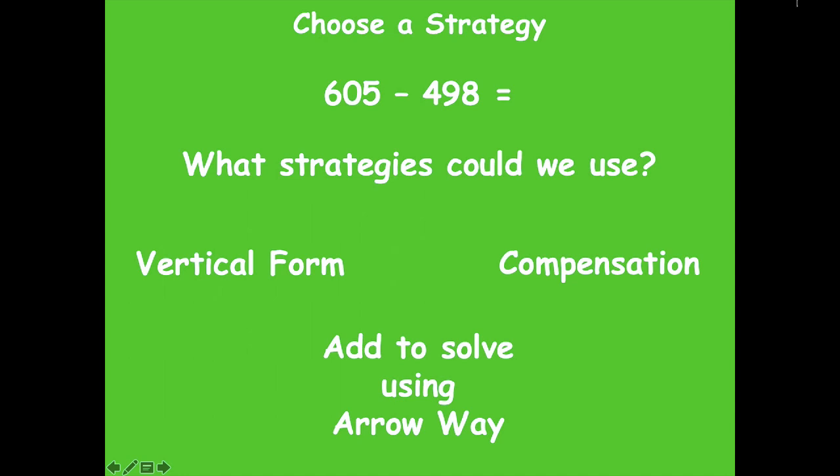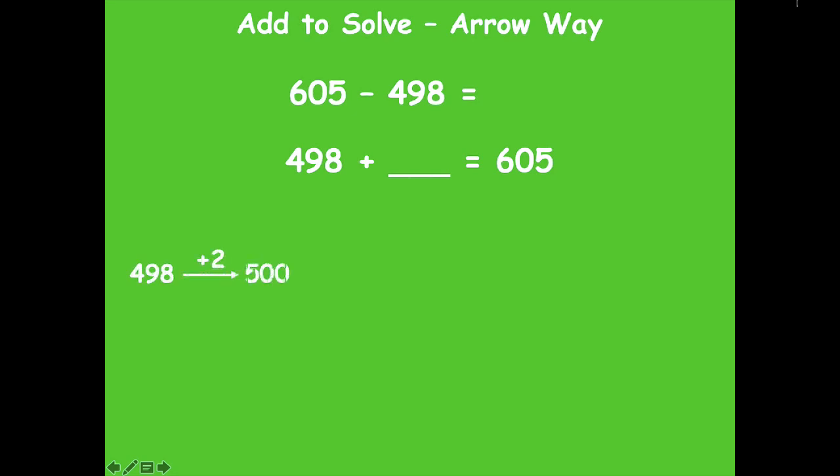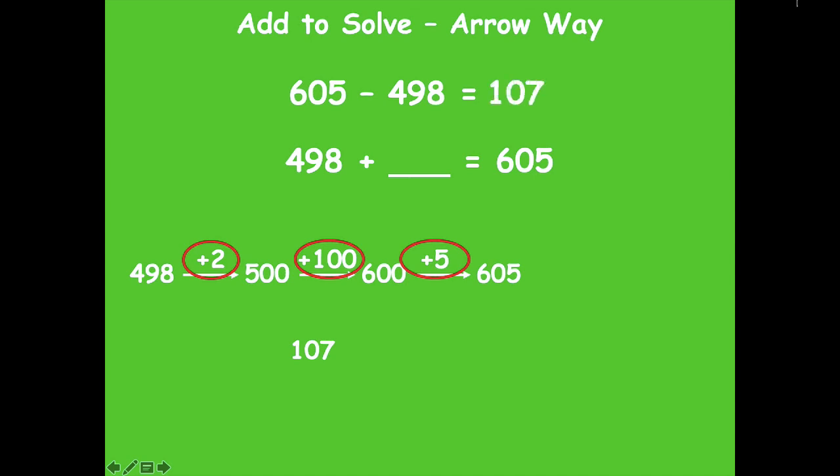All right, friends, make sure to pause if you need more time. Otherwise, here's some ways that I solved it. So first I started with the arrow way. Okay, so we have our problem. We're going to start at 498 and use the arrow way to get to 605. Okay, so we're finding that unknown part right there. So I can add 2 to get to 500. Then I can add 100 to get to 600. Oh, and then only 5 more to get to 605. I combine 2 plus 100 plus 5 to get my unknown part, which is 107. So check that out. 605 minus 498 is 107, using the arrow way to add to solve.